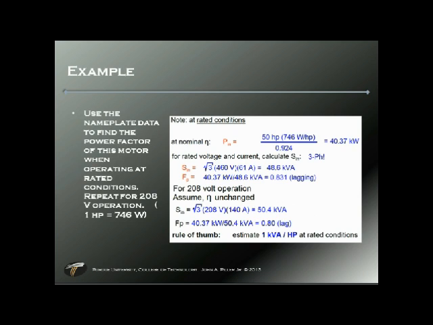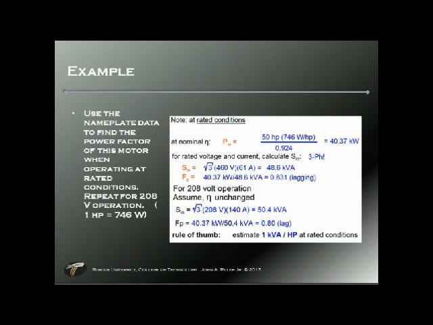So we take 50 horsepower times 746, divided by its nominal efficiency, and we get 40.37 kilowatts. For rated voltage and current, calculate S, and it's three-phase. So S three-phase is radical 3 times 460 times 61 amps. Remember, that's the ampacity at 460 volts, and you get a value of 48.6 kVA. Therefore, the ratio of P over S gives you a value of 0.831 lagging, and it's lagging because this is a motor, which is mostly induction.